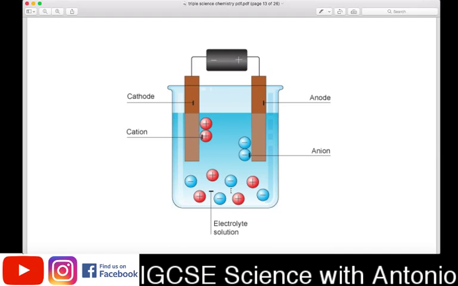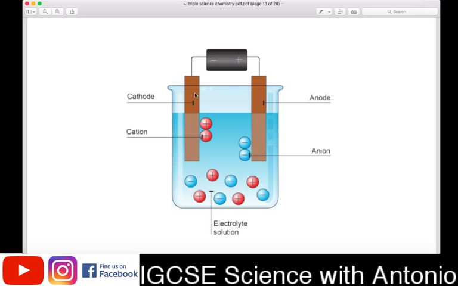Okay, credits to BBC. Alright, so the cathode, remember, is always negatively charged. How do we know that? Because the cathode attracts cations, and cations are positive. Alright, so they're going to go towards the cathode. And then the anode, alright, is negatively charged. Alright, so it attracts anions. Oh, sorry, the anode is positively charged and attracts the negatively charged anions.